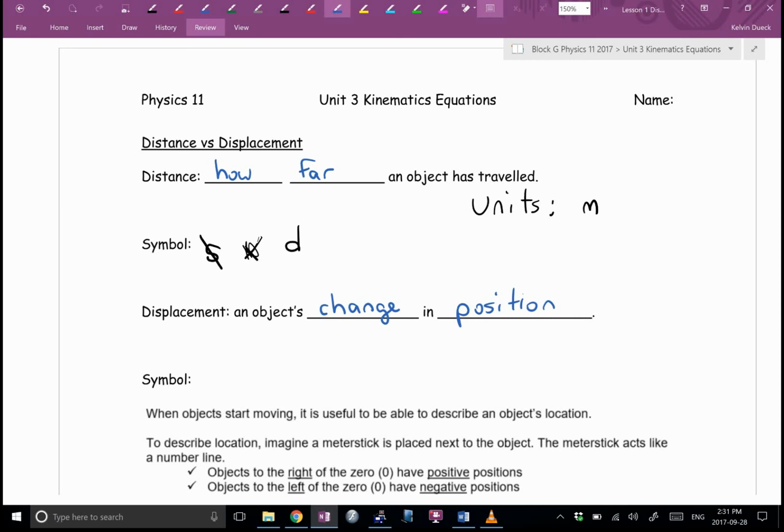I could also have gone like this, back to the starting point. 1, 2, 3, 4, 5, 6. What was my distance, Evan? 6. What's my displacement?